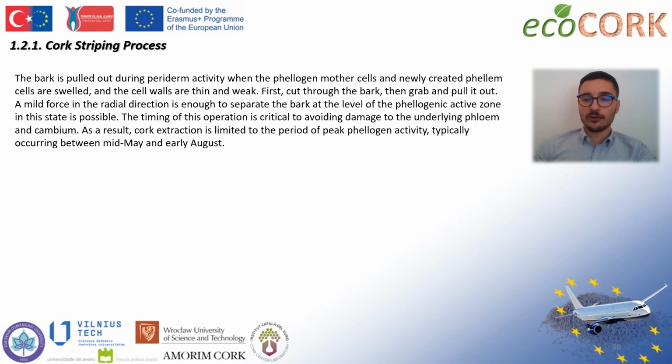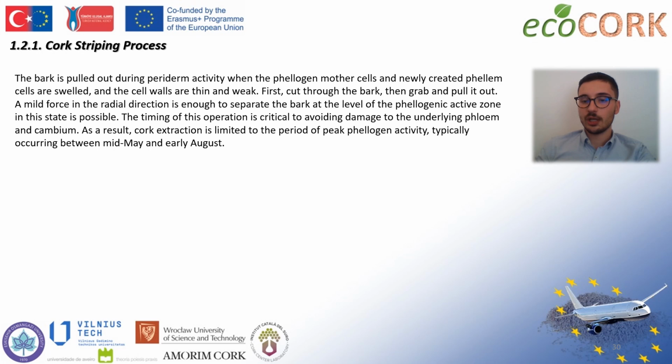When the phellogen mother cells and newly made phloem cells are swollen and the cell walls are thin and weak, this is when the bark is pulled off. In this state, a small force in a radial direction is enough to pull the bark apart at the level of the phellogenic active zone. The timing of this operation is very important if you don't want to hurt the phloem and the cambium below.